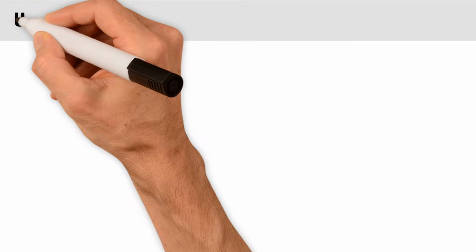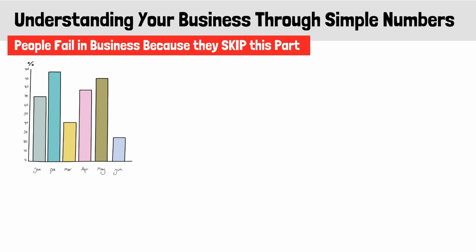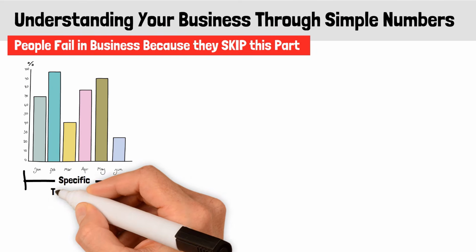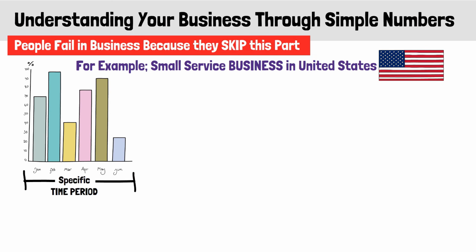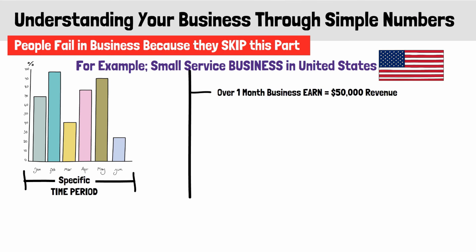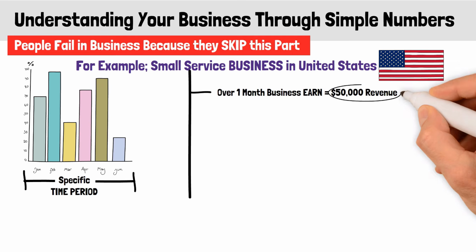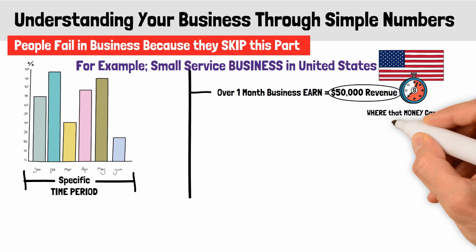First, understanding your business through simple numbers. Think of a profit and loss statement as a story of how your business behaved over a specific time period. Let us imagine a small service business in the United States. Over 1 month, the business earns revenue of $50,000. That number alone feels great, but revenue is only the opening line of the story. The real meaning starts when we ask where that money came from and where it went.